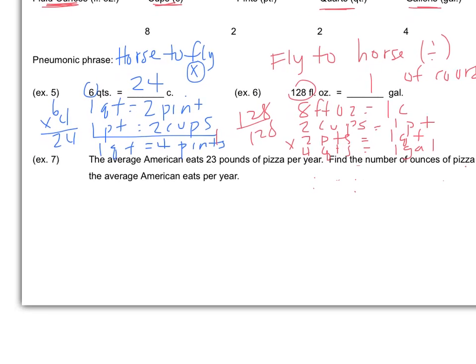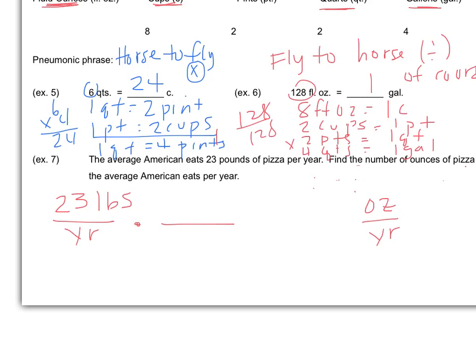Okay, so the average American eats 23 pounds of pizza per year. So I'm going to set it up with pounds, 23 pounds per year. Set it up as a rate like we did yesterday. Find the number of ounces per year. So we need to end up with ounces per year. That means pounds needs to be turned into ounces. The only way to turn it into ounces is we have to do the conversion for ounces to pounds. And like we just said on our paper, we have 16 ounces per pound.